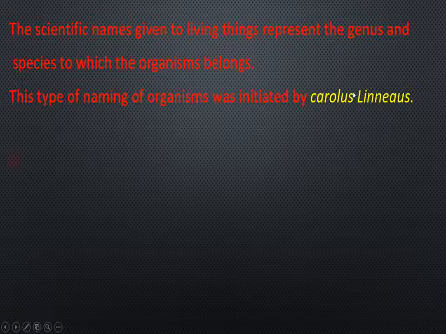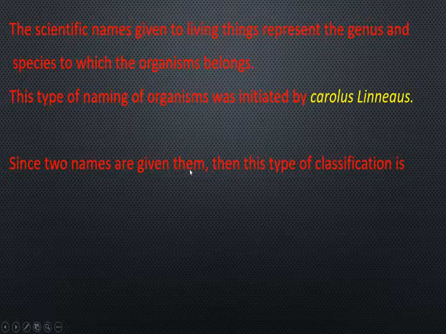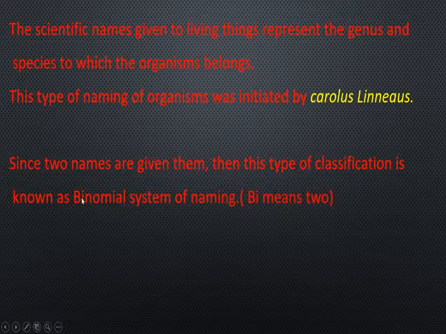So he gave 2 names, and since 2 names are given to these organisms, this type of classification is known as binomial. Look at this, binomial system of naming. We know that bi means 2. Nomio is the name. So 2 names are given, and we say that this type of naming was started by a man known as Carolus Linnaeus.